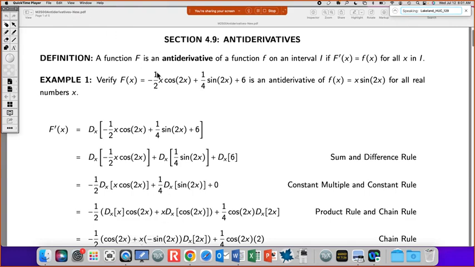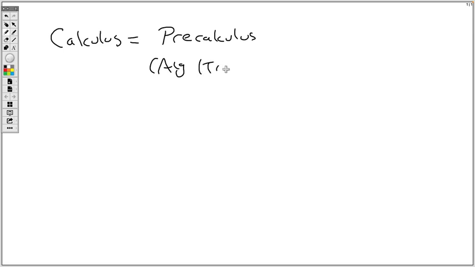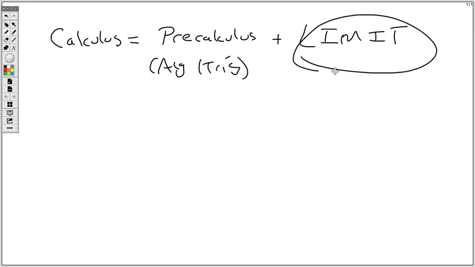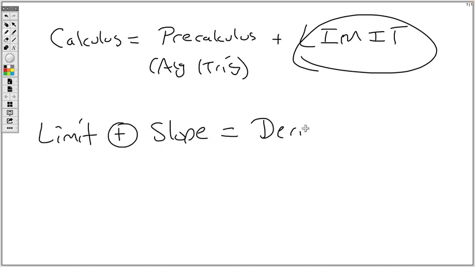Back at the start of the class, I had calculus equals pre-calculus, which was your algebra and trig, plus the concept of limit. And so we spent like a week or so on limits, and if we took limit and added it with slope, that gave us the derivative.